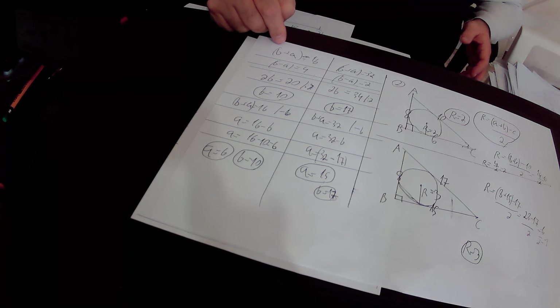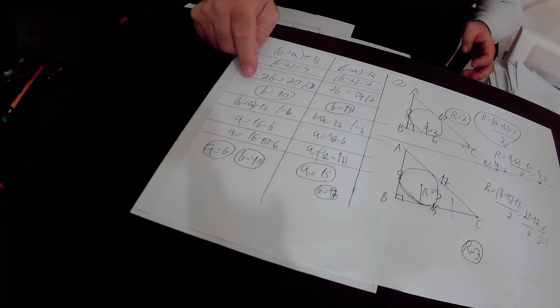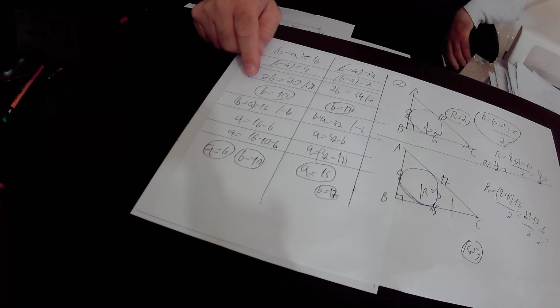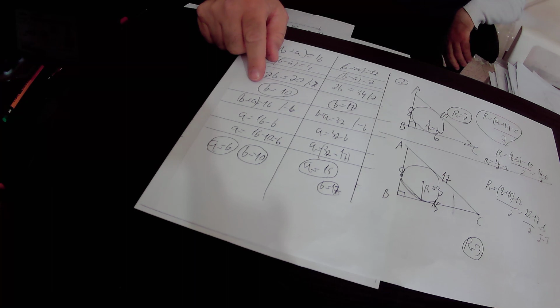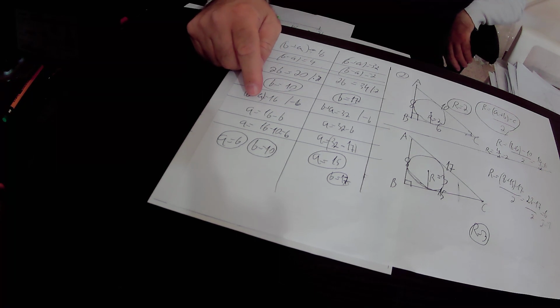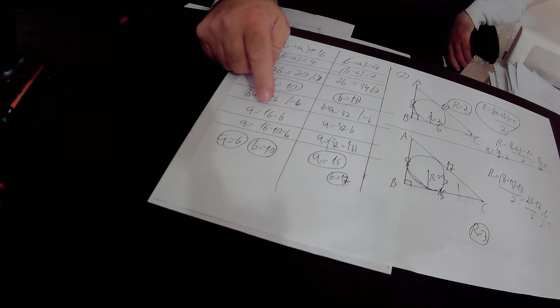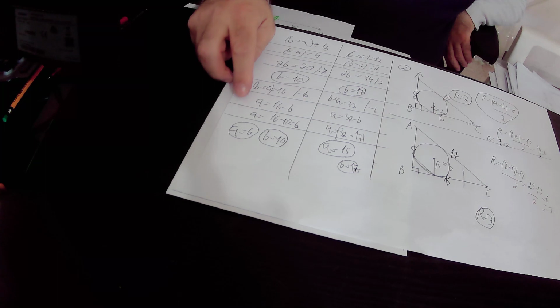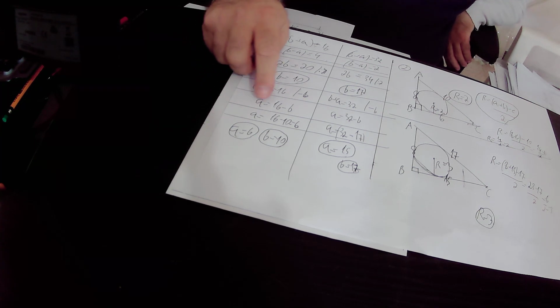Then we have the equation b plus a equals 16. We subtracted b from this equation, and we found out that a equals 16 minus b, and b equals 10 units, so we can substitute b by 10. So a equals 16 minus 10, that is 6. So in conclusion, we found out that a equals 6 units and b equals 10 units.